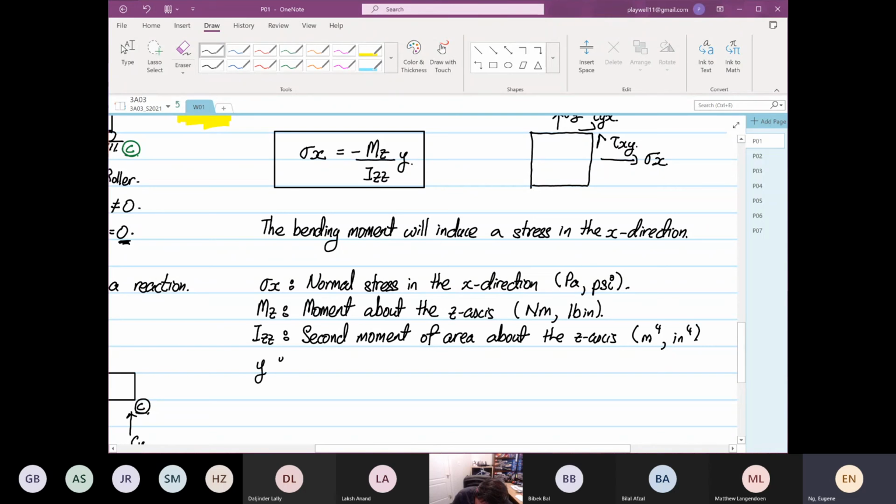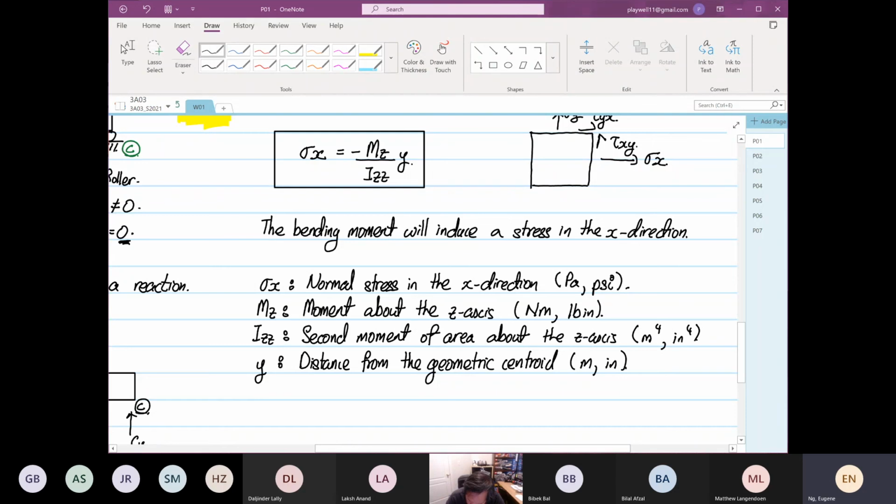And then Y over here is the distance from the geometric centroid, and again, this is in meters or inches. Any questions so far? Anyone? Okay, I don't hear anything, so it's okay.